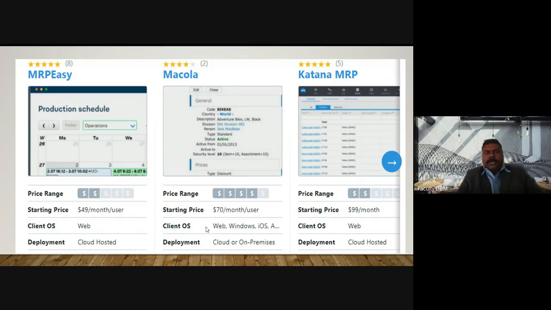And here you can see the client OS: web, Windows, iOS, Android also you can use. Deployment is cloud or on premises, also we can set up this. So Katana MRP is $99, only web based and cloud source. So the options will be more in this. So these are some different ERP packages, mostly the organizations are using.